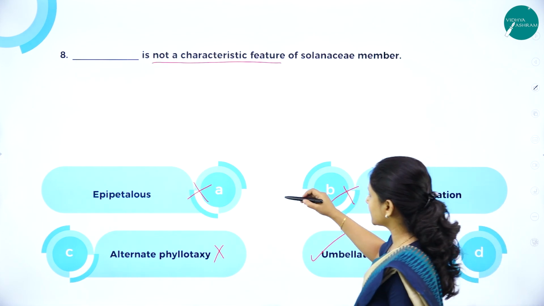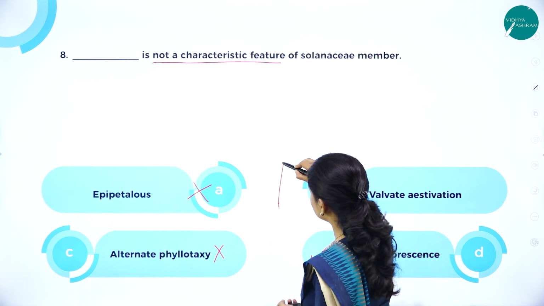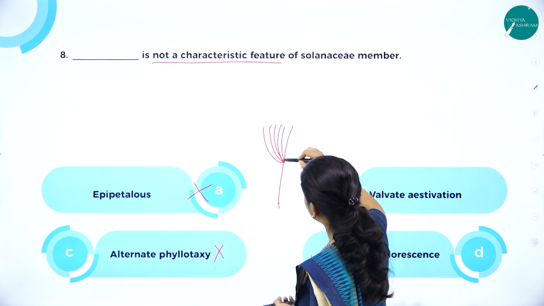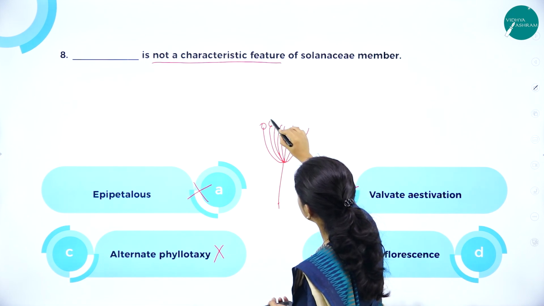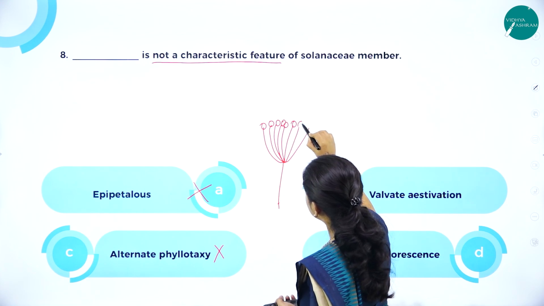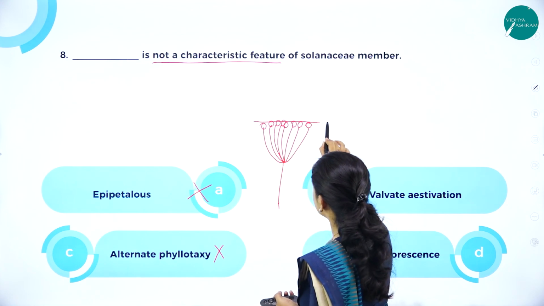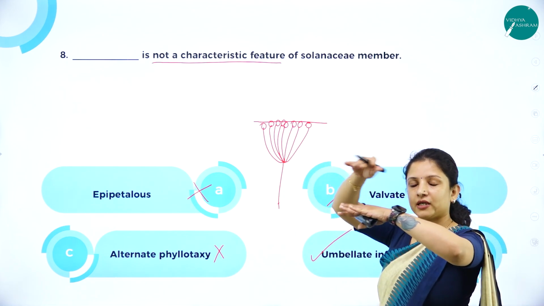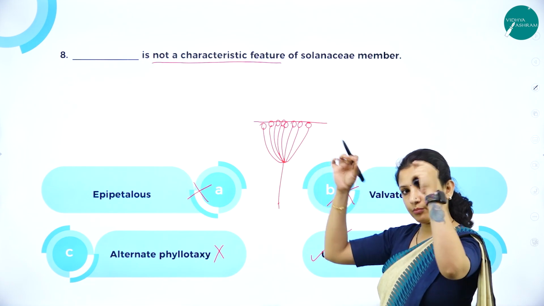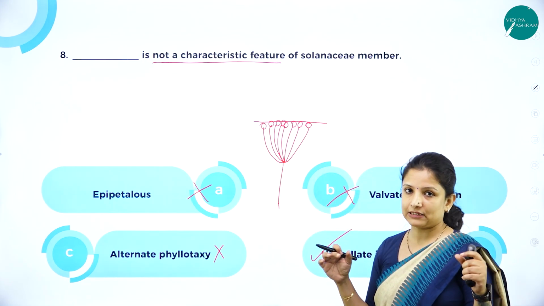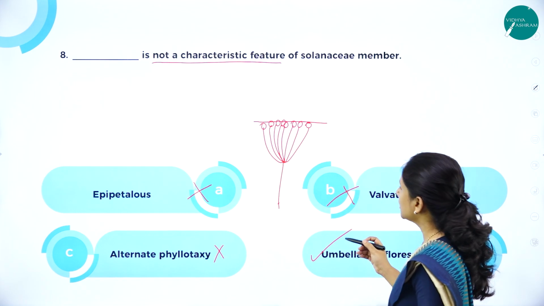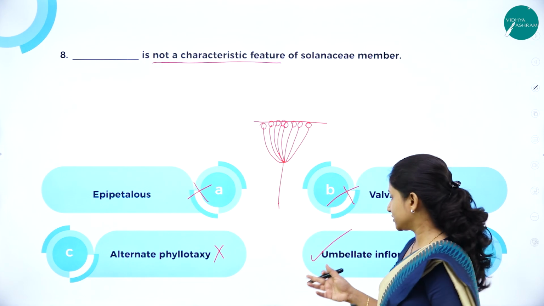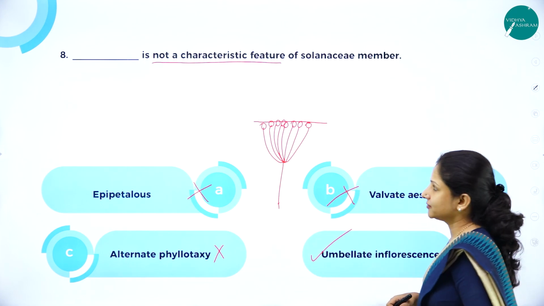Now, what is umbellate? I'll just tell you. We have the floral axis, and from one point all the flowers arise in one plane itself, like this. Have you seen the touch-me-not flower? That shows umbellate. All of them are arranged in one line, but they have different lengths of pedicel or stalk of the flower. So that is umbellate. Solanaceae members do not show umbellate inflorescence; they have cymose inflorescence. Therefore, option D is the right answer here.